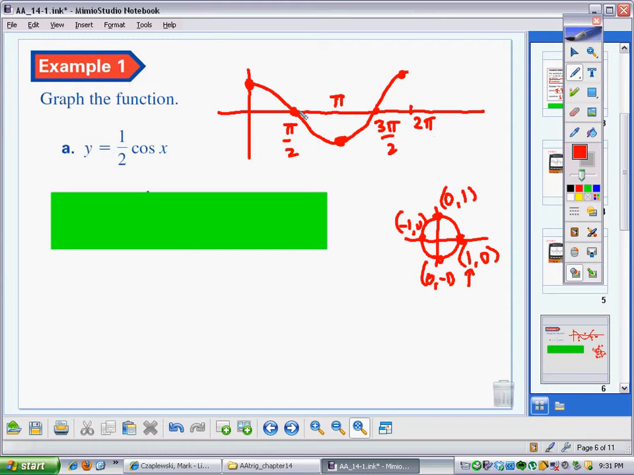Every one of these is a quarter turn. Of course, it hits all these values in the middle here, square root of 3 over 2, 1/2, etc., but we'll leave it like that. That's all you have to do. Done, except for the half.